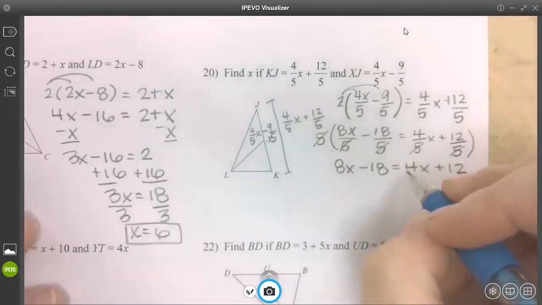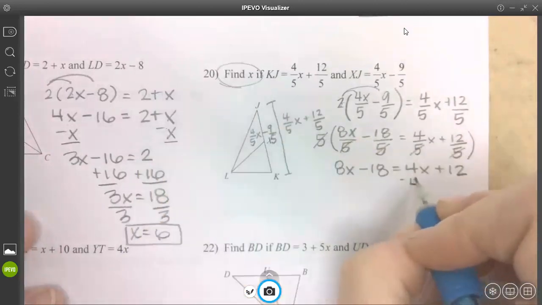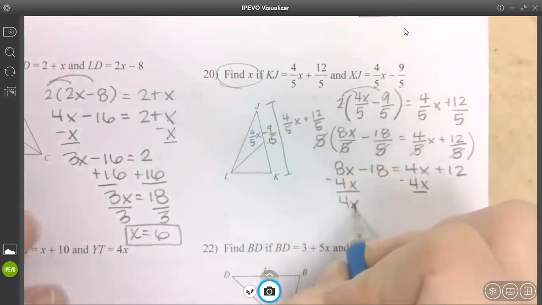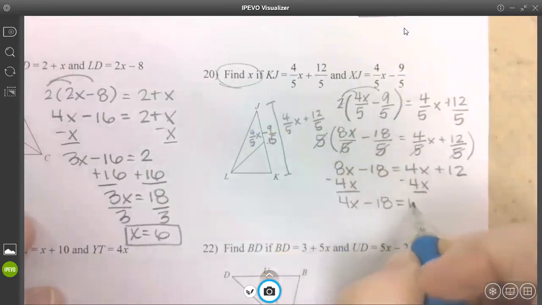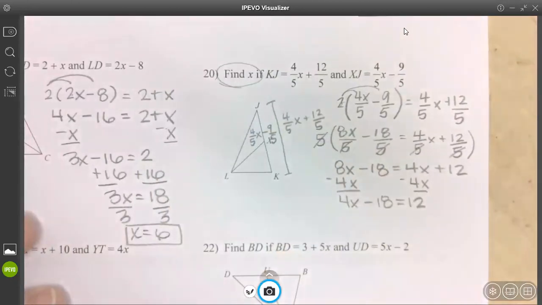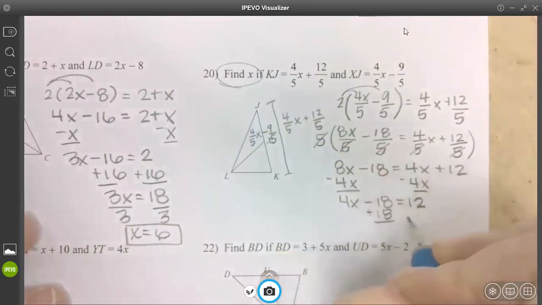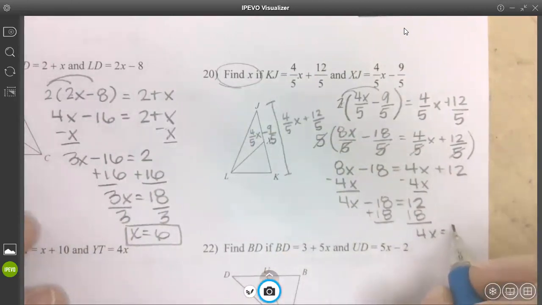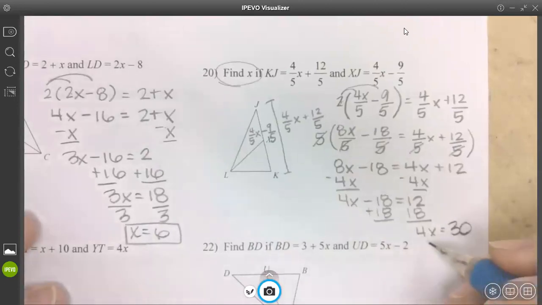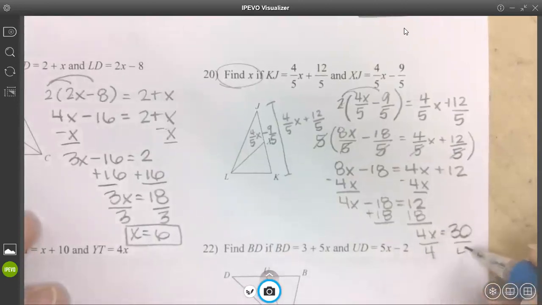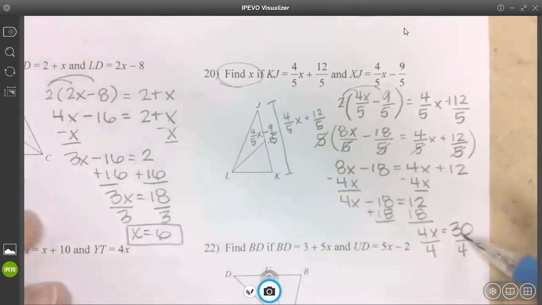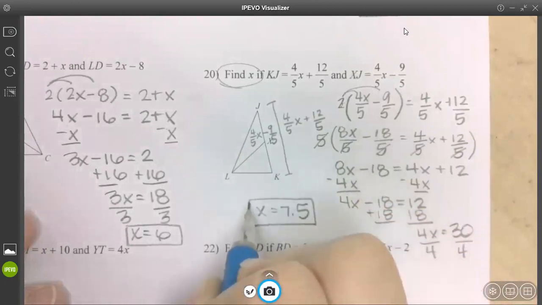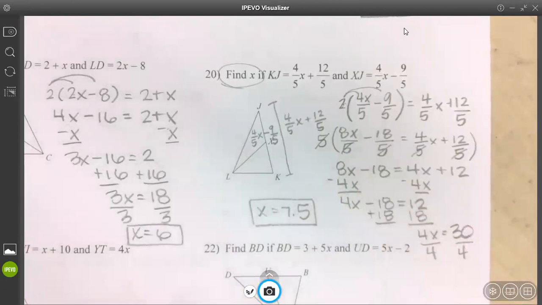All right, we're going to solve for x. Again, it says find x. So we're going to subtract 4x. We get 4x minus 18 equals 12. We're going to add 18, and we get 4x equals 30. And then we'll divide by 4, and I'm going to put my answer up here so it doesn't keep running into the other problem. 30 divided by 4 is 7.5. And again, it's okay to have a decimal.